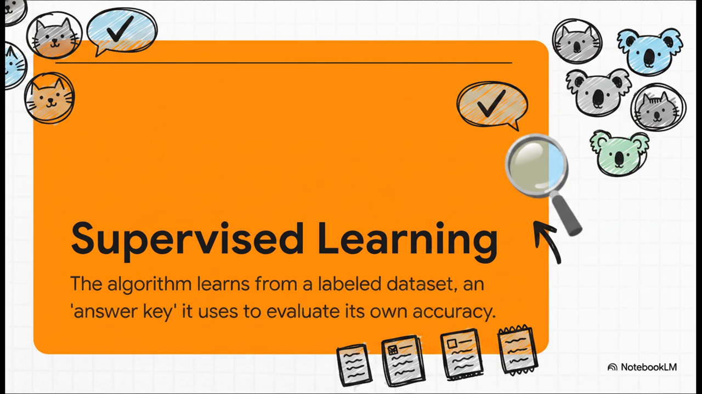We humans give the machine a gigantic data set where every single thing is already labeled. We feed it thousands of pictures of cats that are all labeled cat, and thousands of pictures of koalas, all labeled koala. We're basically giving it the answer key up front so it can figure out the rules for itself.